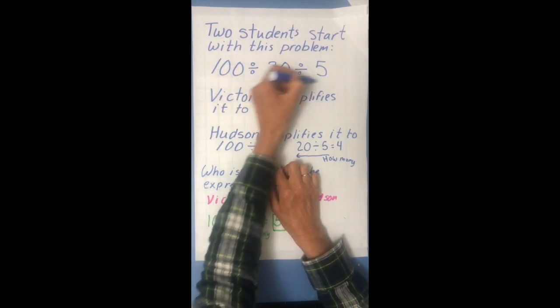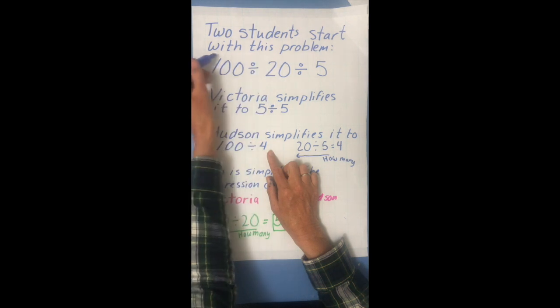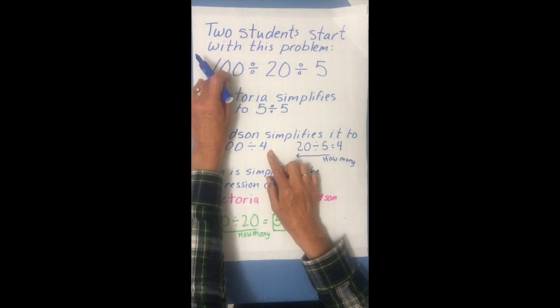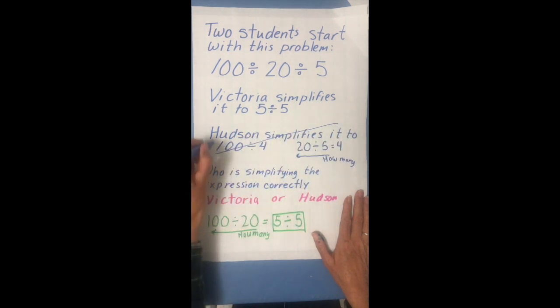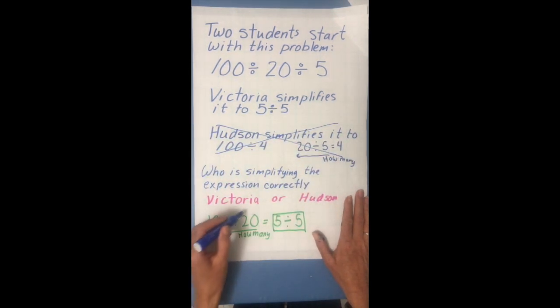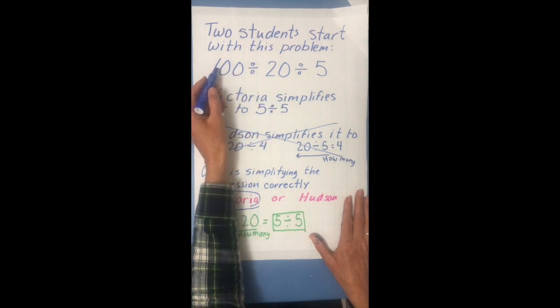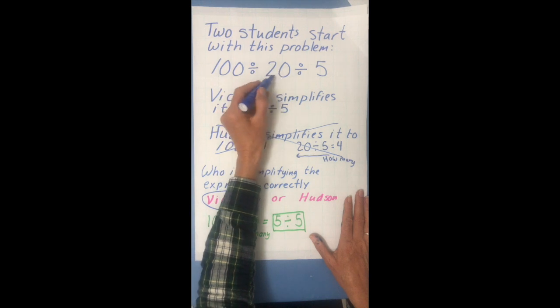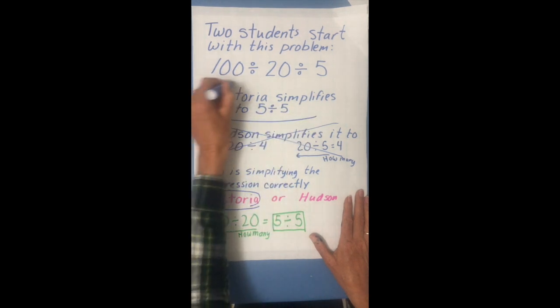We know we can't change the order. We can't do this first and then do this because this came first. So we know that Hudson's way cannot be correct. So it must be Victoria who's correct, because Victoria first did 100 divided by 20 and got 5, and then divided that by 5. So she's the correct one.